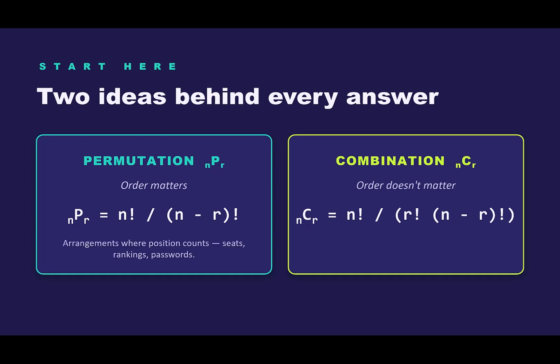Remember, permutations are arrangements where position counts, so maybe like assigning seeds, doing rankings, or making passwords. We use combinations when we're selecting a group. This might be selecting team members or committee members where the order doesn't matter, it just matters that they're in the team or the committee.